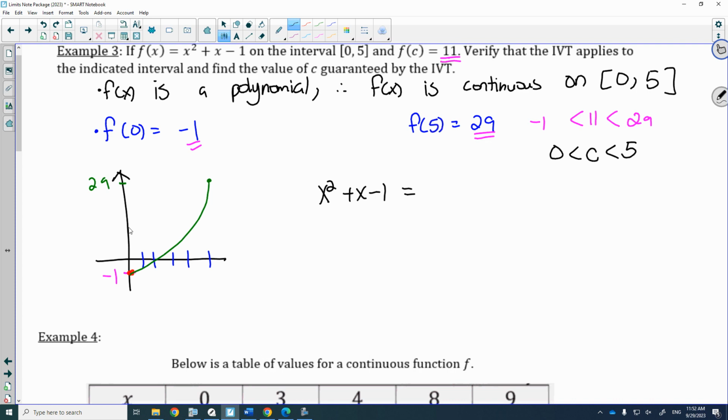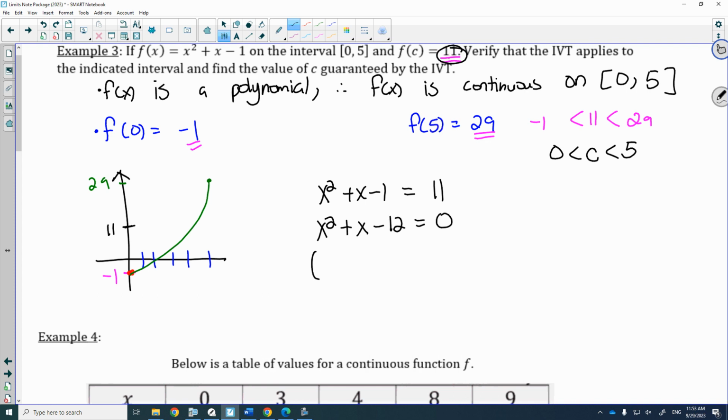I'm trying to find when my function is going to go through. Yes, you set it equal to this. If it was asking when it is going to have an x-intercept, you set it equal to 0, but we're setting it equal to 11. So subtract 11 from both sides, and we're going to get -12.